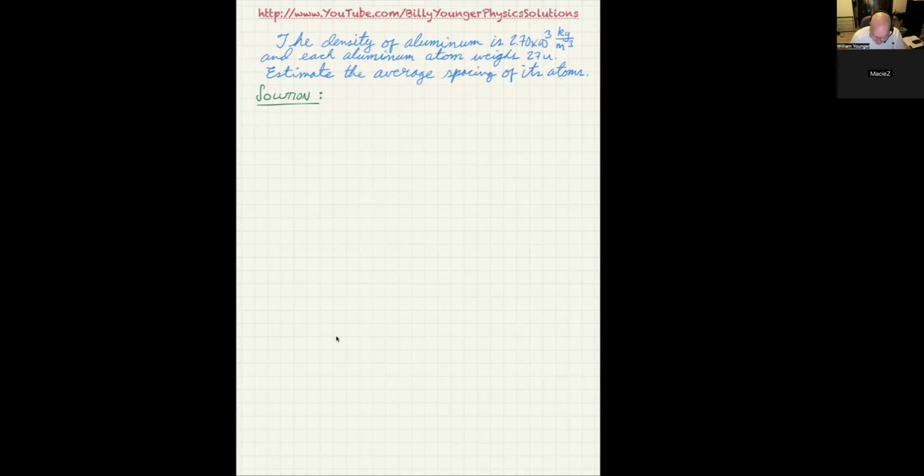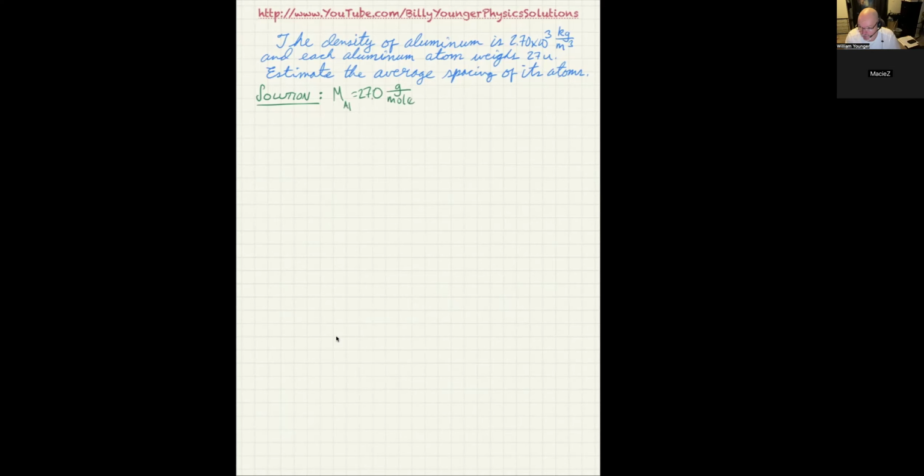So, what I'm going to tell you for starters is if you look on the periodic table, you will find that the atomic mass of aluminum is about 27.0. In case you've forgotten, that means 27.0 grams per mole. So let me write that down here. The molecular mass, in this case the atomic mass of aluminum, is 27.0 grams per mole.